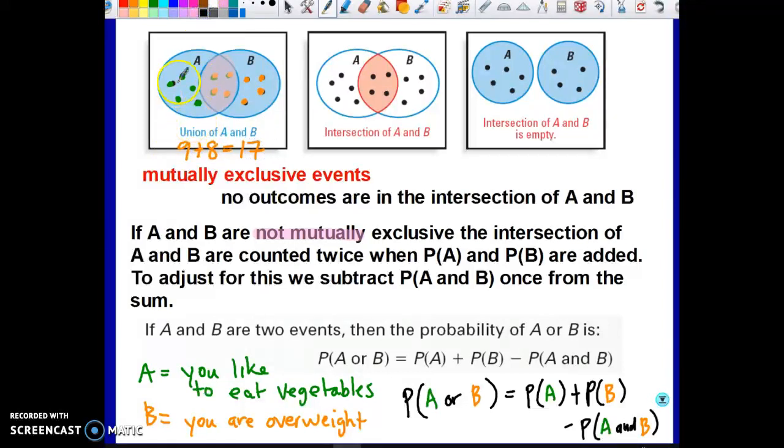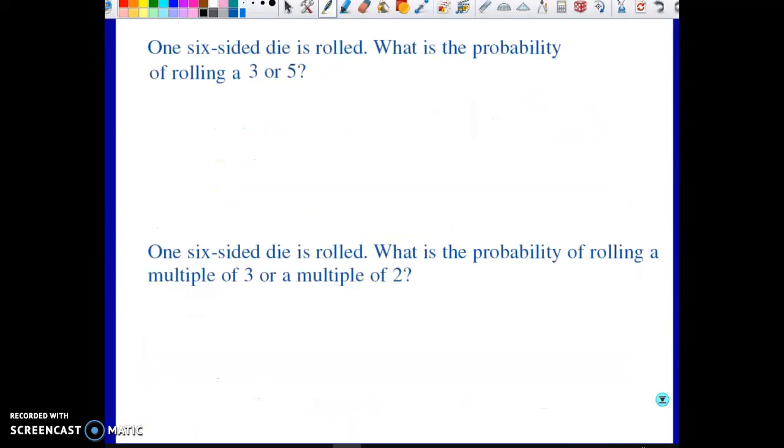But how many people are there? 1, 2, 3, 4, 5, 6, 7, 8, 9, 10, 11, 12. There are only 12 people. So obviously it couldn't be 17 total, right? Hopefully that makes a little sense. Let's go on to the next examples.